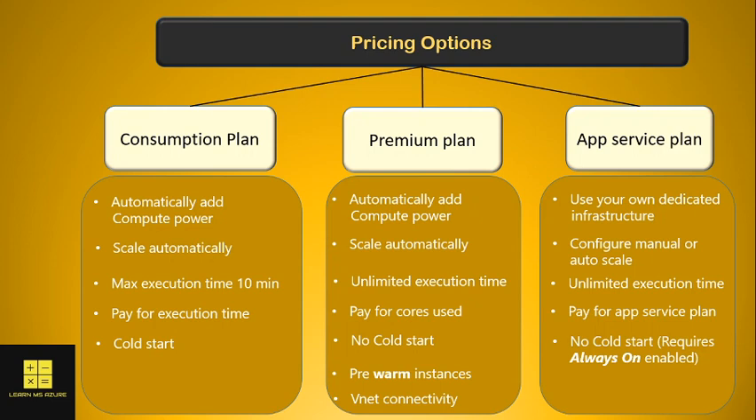And in case of the app service plan, to avoid the cold start, you can enable the feature which is known as always on. The always on feature is only available in case of the app service plan, where your function will be running all the time. But in case of the consumption plan, your function does not run all the time, because whenever there is no request for your function, it will go down. So that is the difference. Also, the premium plan provides a few advanced features for you, such as vnet connectivity as well. So that is how you choose your plan based on your need.